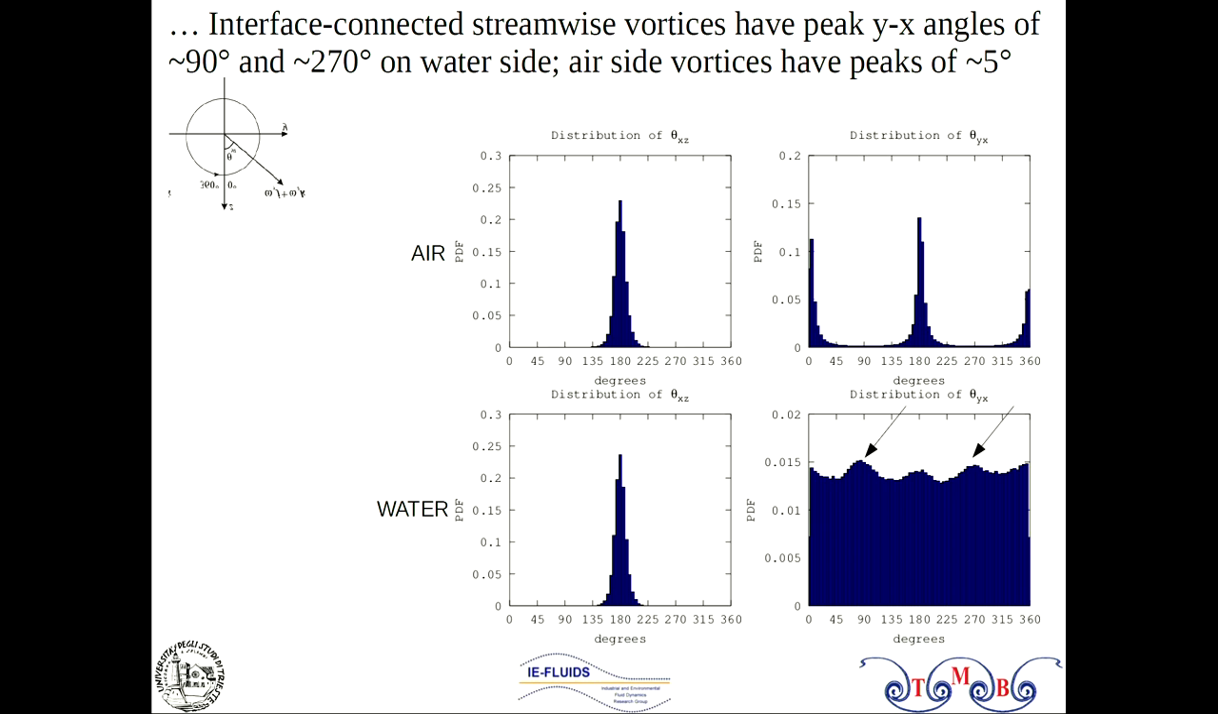But when we study the boundary layer on the water side, we find a quite different behavior. This quite different behavior shows three peaks. These two peaks, around 90 and 270, represent what we call interface-connected vortices. Obviously, this leaves the center one, the ones that are generated by the act of shear. You have the shear in certain directions, so you should have all the streaks going in more or less the same direction.